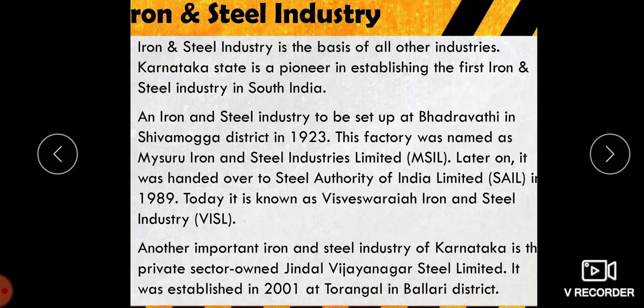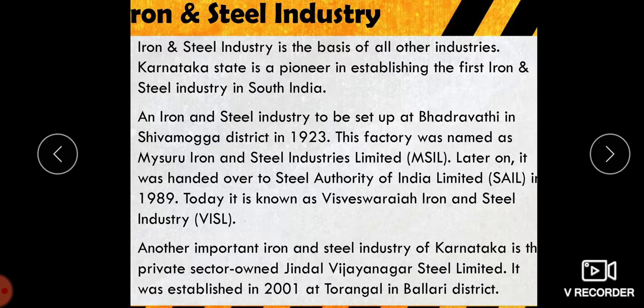Iron and steel industry, when we tell children, is the basis of all the industries. Karnataka state is a pioneer in establishing the first iron and steel industry in South India. So, we were the first in South India to establish an iron and steel factory. Sir M. Visvesvaraya's foresight enabled an iron and steel industry to be set up at Bhadravati in Shivamogga district in 1923.